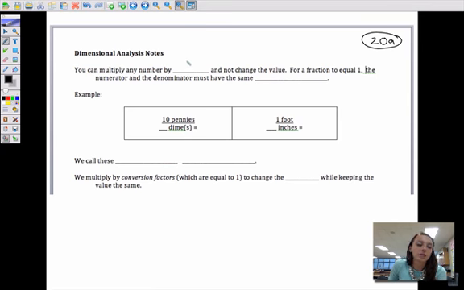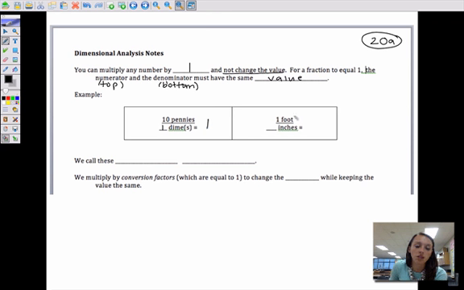So in dimensional analysis, you can multiply any number by 1 and not change the value. For a fraction to equal 1, the numerator, which is on top, and the denominator, which is on the bottom, must have the same value. So for example, if I say, hey, here's 10 pennies, you can say, oh, I'll trade you those 10 pennies for 1 dime. So 10 pennies to 1 dime is a factor of 1.